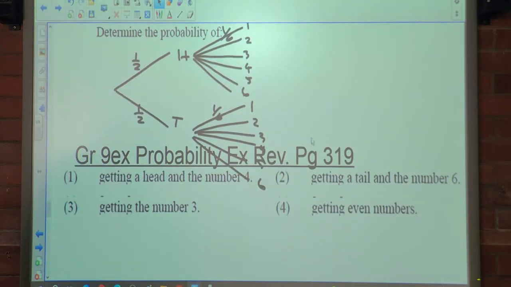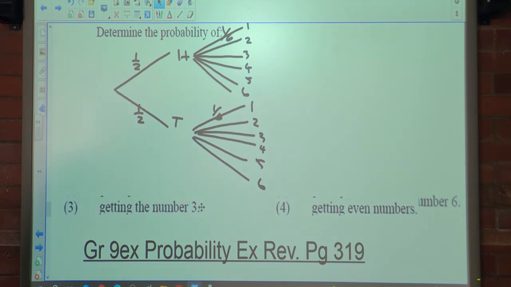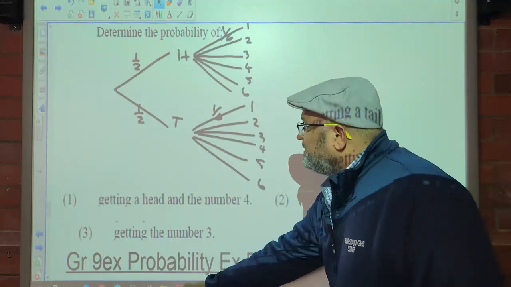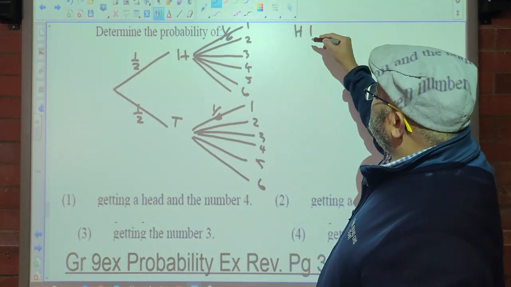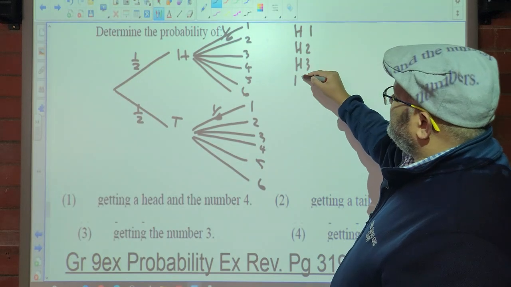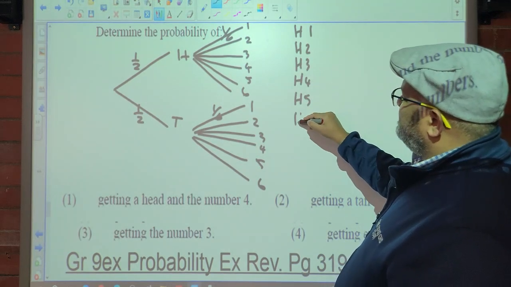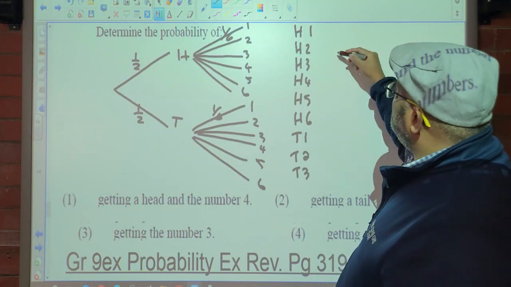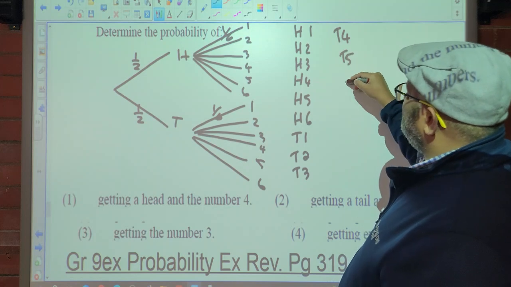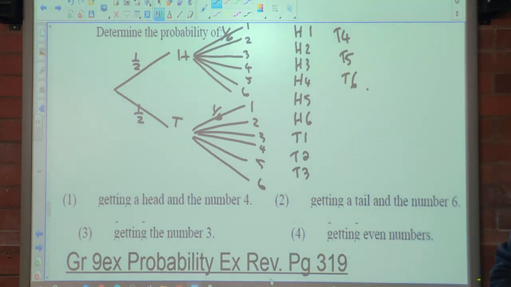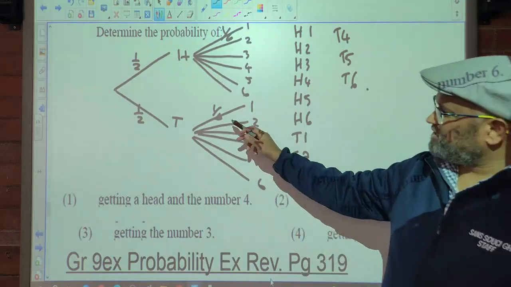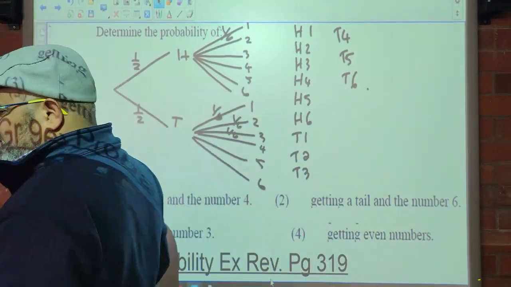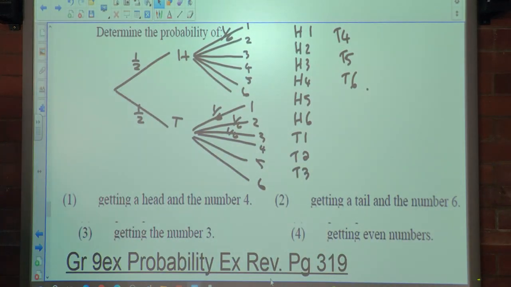It also says list the possible outcomes. So let's list. It could be heads 1, heads 2, heads 3, heads 4, heads 5, heads 6, tails 1, tails 2, tails 3, tails 4, tails 5, tails 6. You all agree with that? Then of course each branch here will get 1 over 6, if the question was clearly to show all your probability along the branches.